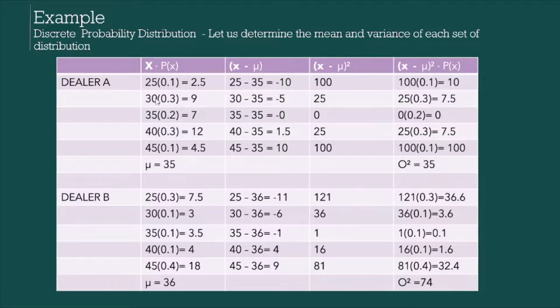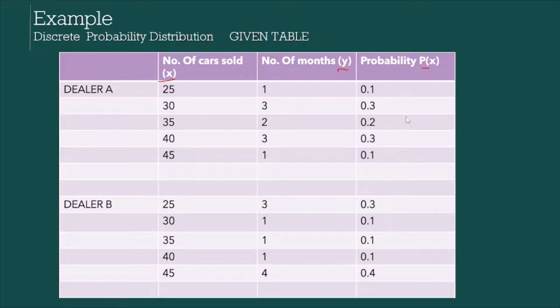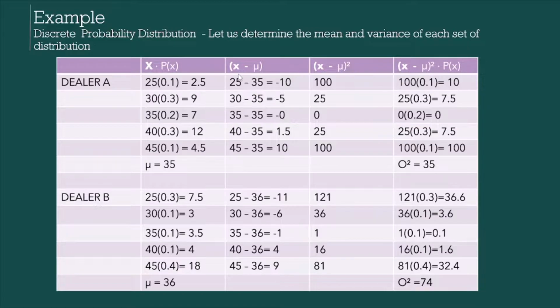Same thing here. 30 times 0.3 is equal to 9. 35 times 0.2 is equal to 7. 40 times 0.3 is equal to 12. 45 times 0.1 is equal to 4.5. This is how we multiply them. After that we add everything, and the answers add up to 35. This is our mean.